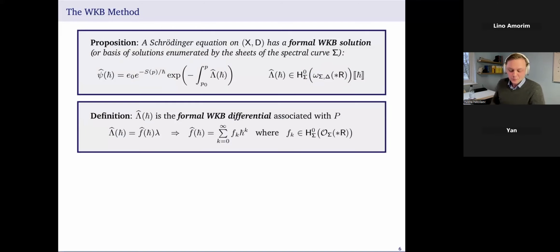Okay, so this object seems important, so I give it a name. It's called the formal WKB differential. It's associated not just with the spectral curve. The same spectral curve could have many different formal WKB differentials. It really includes the information of the Schrödinger operator itself as well, so it really needs to know about your full potential Q.